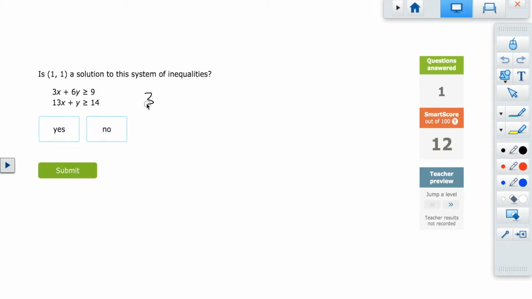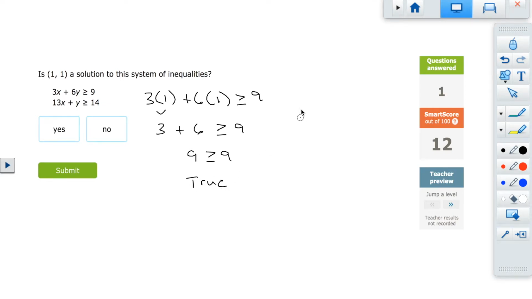So I'm going to plug in 3 times 1 because x is 1, plus 6 times 1. Three times 1 is 3, 6 times 1 is 6, 3 plus 6 is 9, and because it has the equal to sign, this says greater than or equal to, this is true because of the equal to.